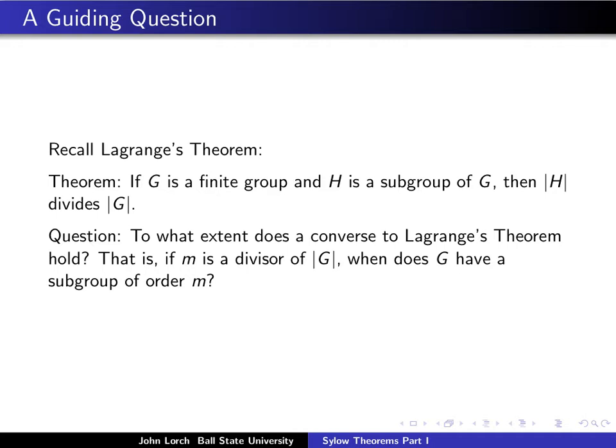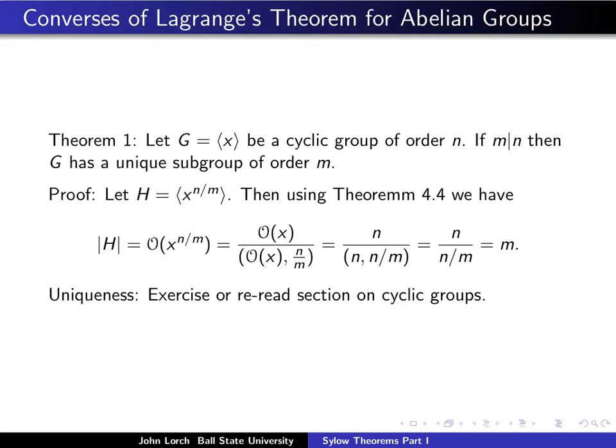The question that guides us in our present material is as follows. To what extent does a converse to Lagrange's theorem hold? That is, if we select a divisor M of the size of G, when is it true that G has a subgroup of size M? We'll see over the next couple of slides that the converse of Lagrange's theorem holds for every abelian group.